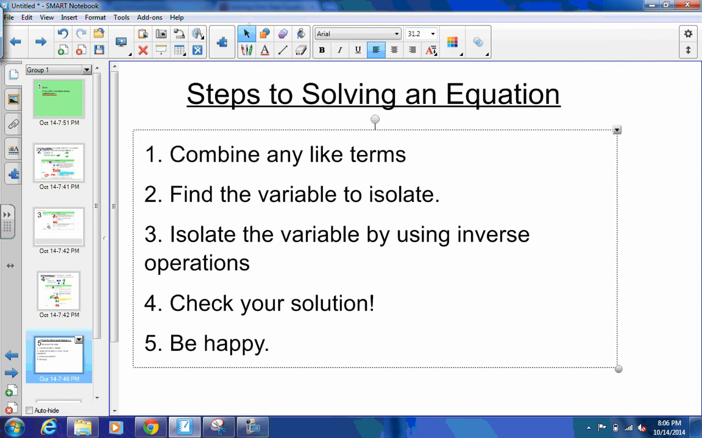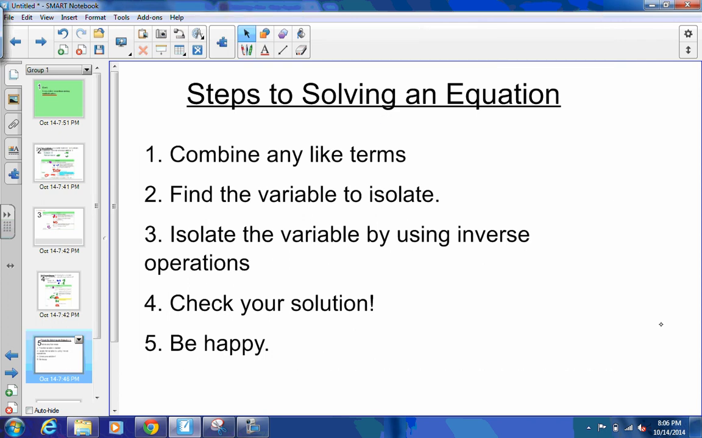I want to give you a tip on steps for solving an equation, especially really any equation. First thing you're going to do is always combine any like terms. Now, we haven't had any today that we had to combine, so you can just go on. Check. Did the combining. Next, find the variable to isolate. That's why I put a box around it, so you know what variable you're trying to get all by itself.